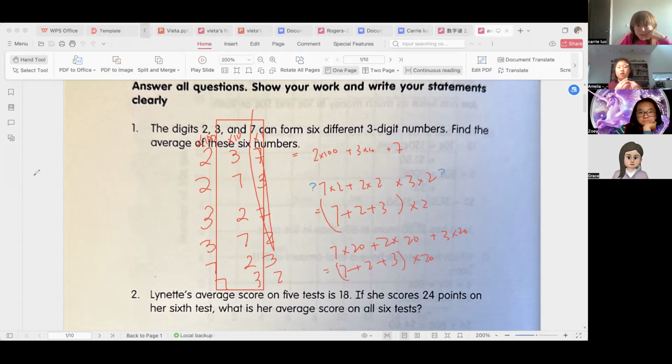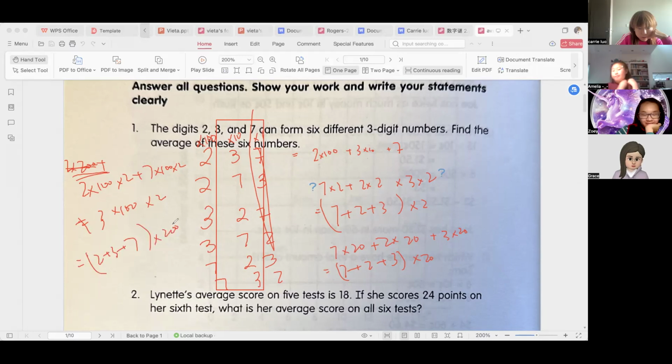Okay, last one, is it 2 times 200? Because how many 2's are there? We should do this: 2 times 100 times 2, plus 7 times 100 times 2, plus 3 times 100 times 2. Get it, Zoe? Okay, so we have 2 plus 3 plus 7 times 200. So plus all of them together.